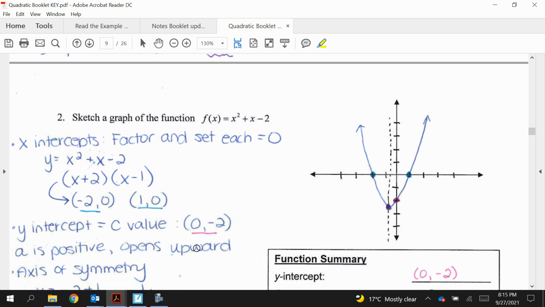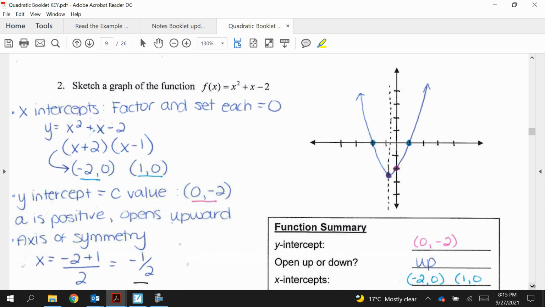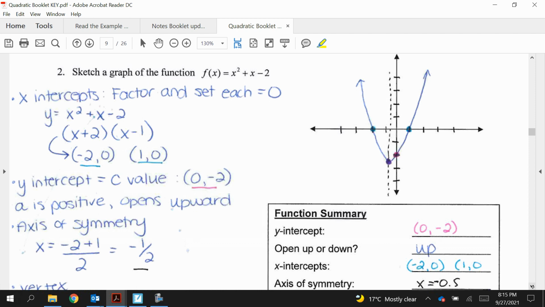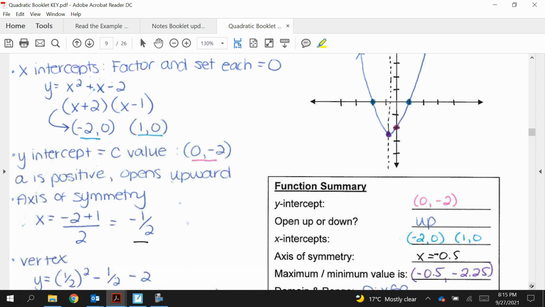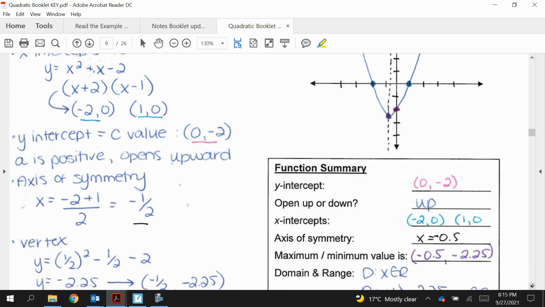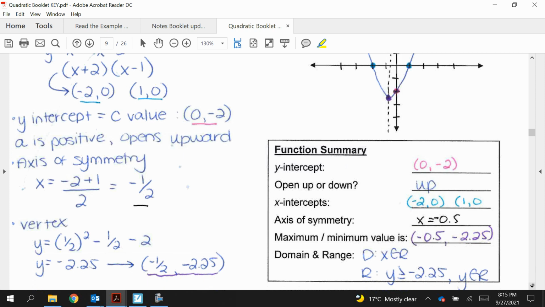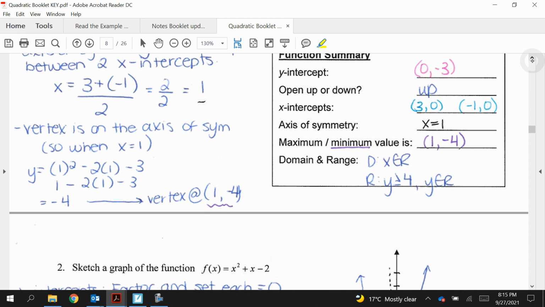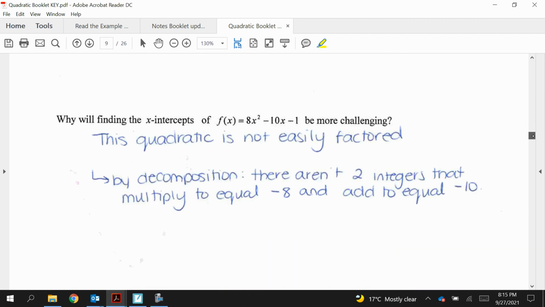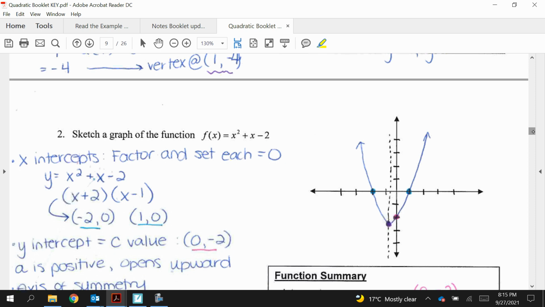So we have each of those points that we filled in there. We have our x-intercepts based on our factoring. We have our y-intercept based on that c value. We have our axis of symmetry being negative 1/2 or negative 0.5. We have our minimum, which is at negative 0.5 and negative 2.25. So when you kind of sketch it out, it would look something like that.